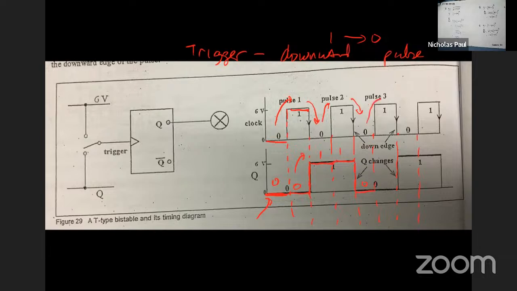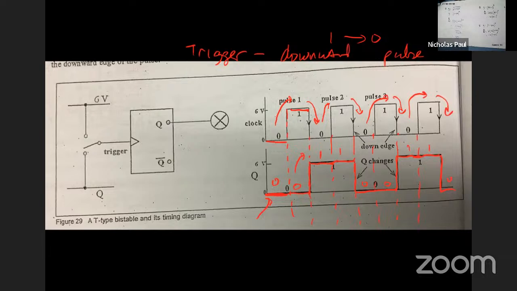Right? 0 to 1, not a trigger, so it stays 0. 1 to 0, trigger. So it will change. 0 to 1, not a trigger, so the output will stay the same. 1 to 0, that's a trigger. So your output looks like that.